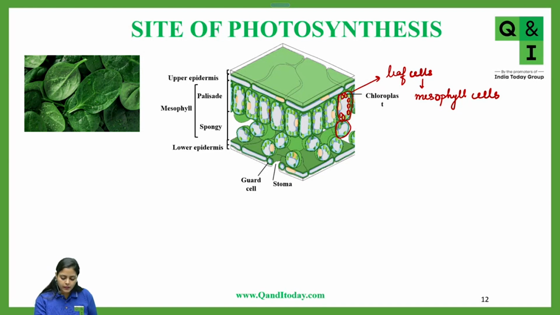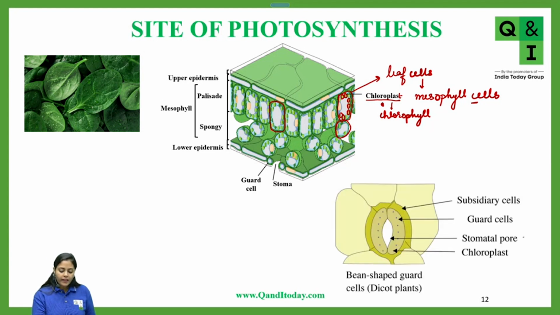Yes, ma'am. These are mesophyll cells, and the green dots which are now present inside are your chloroplasts. Now inside this chloroplast, chlorophyll pigment would be present. So exactly in leaf, where is photosynthesis taking place? The photosynthesis is taking place inside the mesophyll cells. So inside the mesophyll cells, you have your chloroplast present, and inside the chloroplast, you have chlorophyll pigment present.